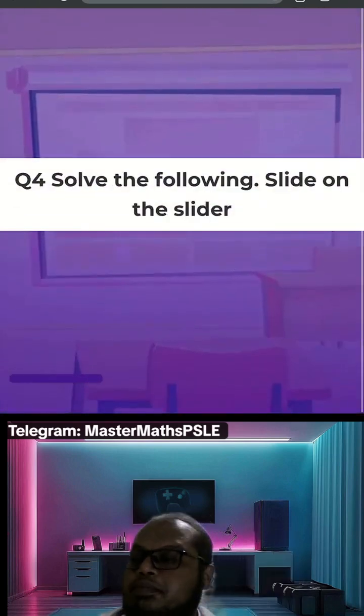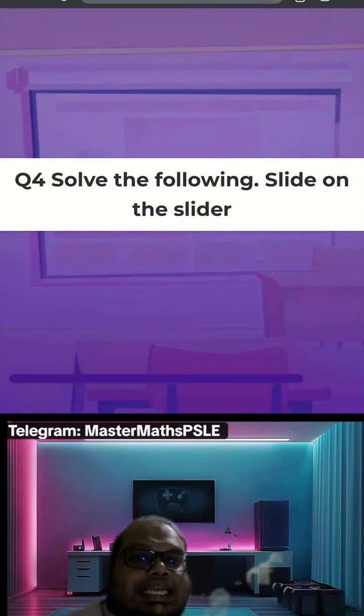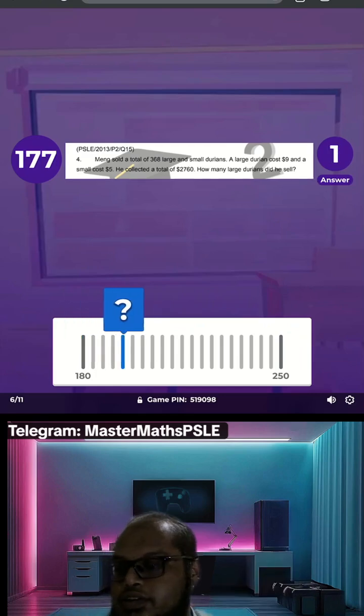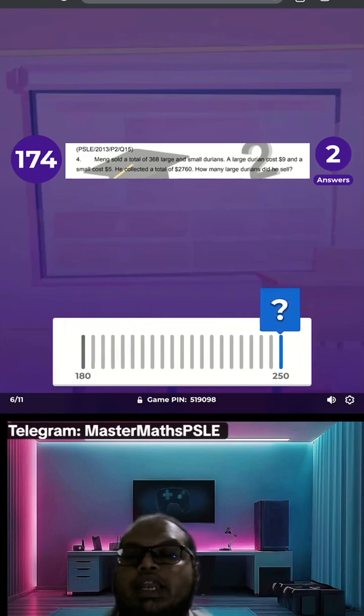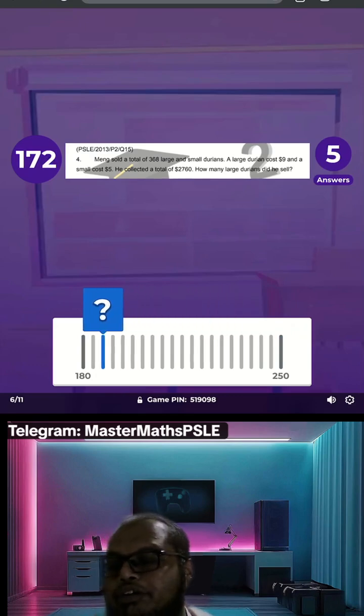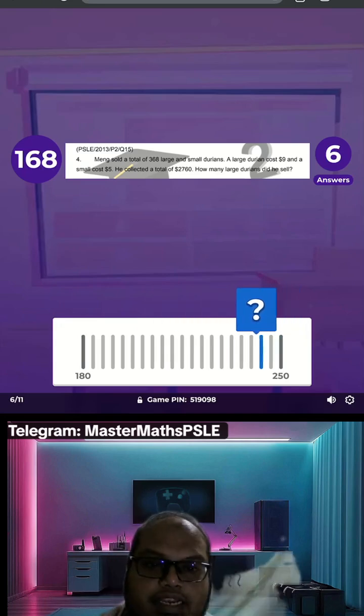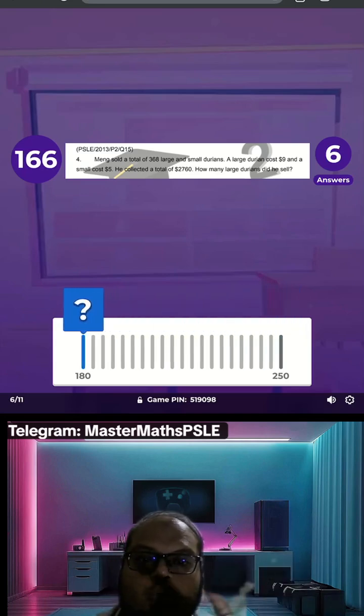Okay, I'm going to try something different here. So for the answer, you slide on the slider. In a way, the hint here is that the answer is between 180 to 250. So you slide on the slider to get your answers.